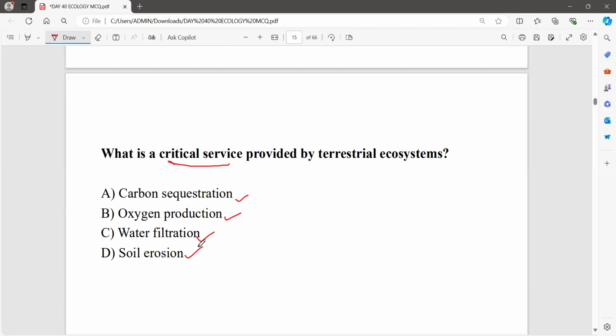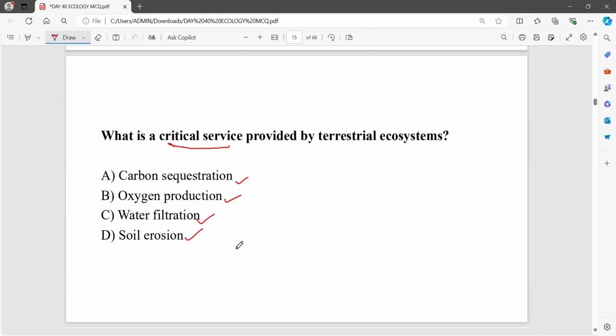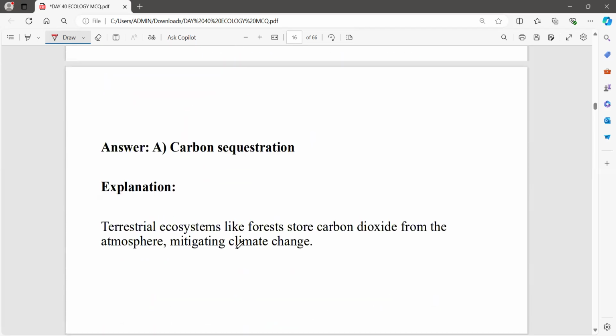Critical service provided by the terrestrial ecosystem. Is it water filtration? It is carbon sequestration. See, terrestrial ecosystems like forests store carbon dioxide from the atmosphere, mitigating climate change. That is the reason we have to grow more trees, because trees take in carbon dioxide and give out oxygen.